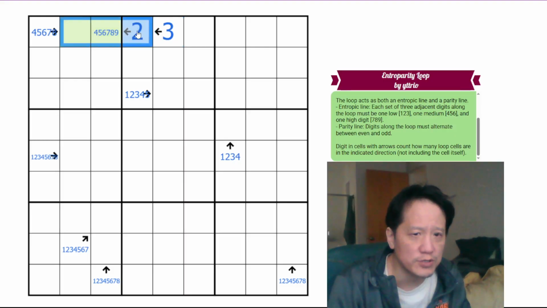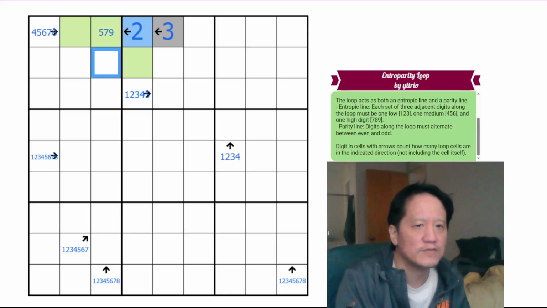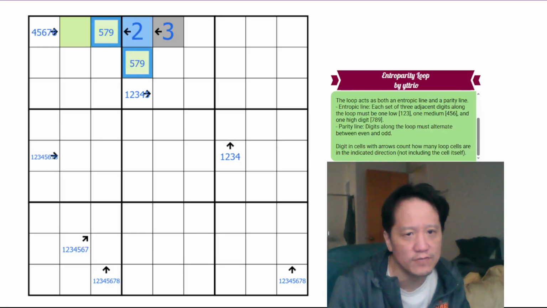So it must be 3 digits that way, and it must go out this way, and this is not on the loop. So these have to be odd, which is 5, 7, 9. And this is odd, 5, 7, 9. So we're guaranteed one of these digits is a 5, because one of them must be odd and middle.